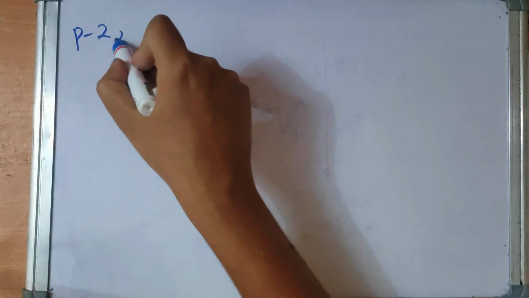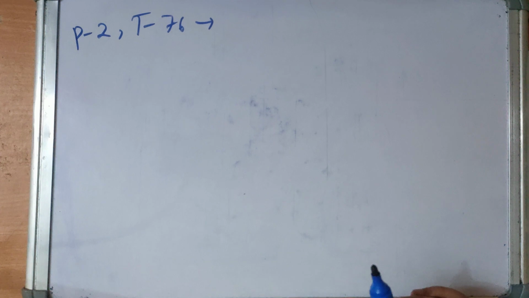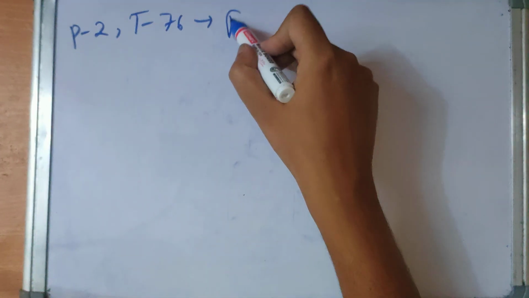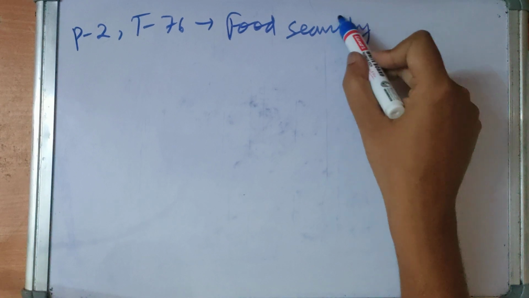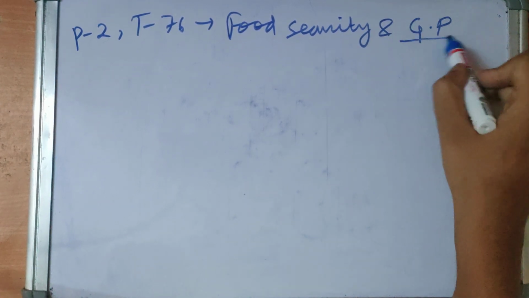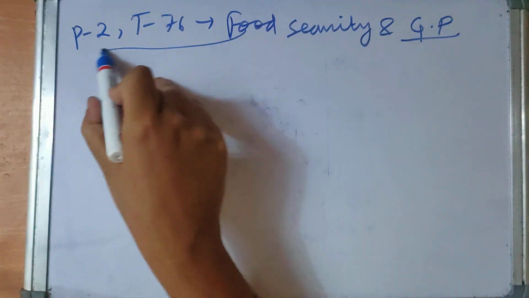So today we are going to do topic 76 of paper 2, where we are going to discuss food security and growing population. Food security and growing population, GP. So what is food security?